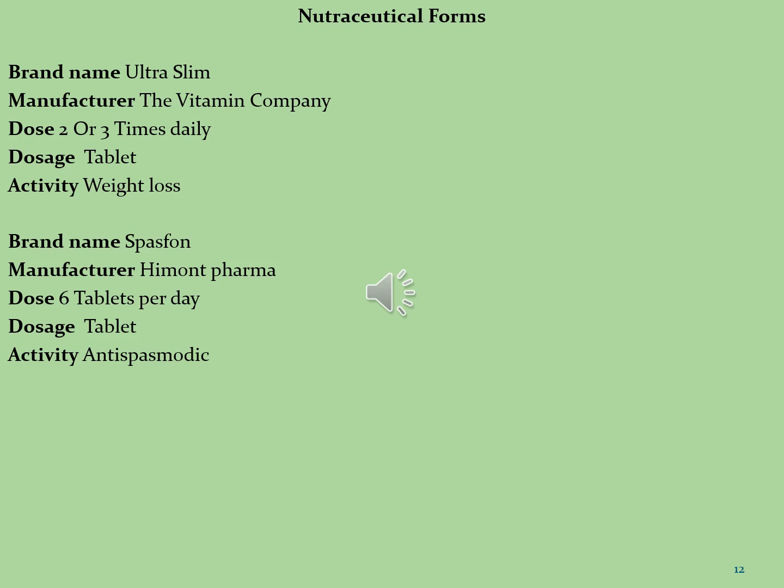The second brand is Pasphone. It is manufactured by High Mount Pharmaceuticals, and it is taken 6 tablets per day. It is formulated in tablet dosage form, and it is used as an antispasmodic agent.